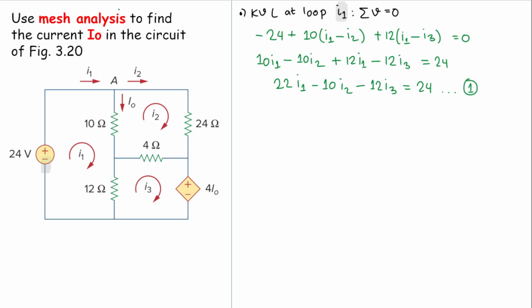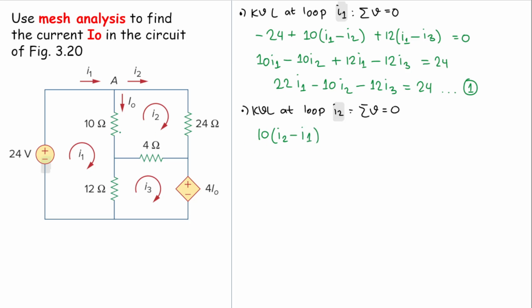Good. Now let's move on to KVL at loop I2. Let's do exactly that. KVL at loop I2. KVL said that the sum of the voltage in a loop will equal 0. And now let's start with this 10 ohm resistor. Okay. But here I1 is flowing in the opposite direction of I2. But currently we are working on I2. So I2 always takes priority. So I will have I2 here. And then subtracted by the current that flows in the opposite direction. So I have I2 minus I1.